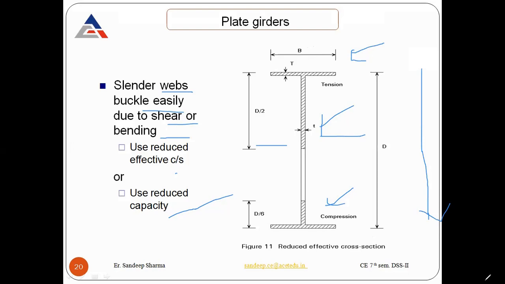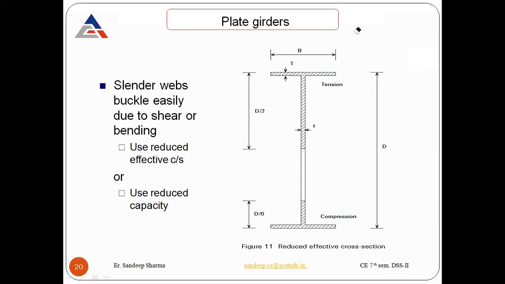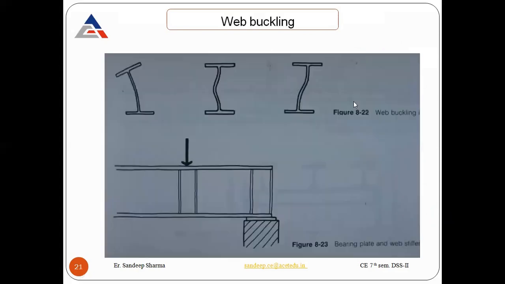The slender webs buckle easily due to the shear and bending there. So this kind of web buckling you can observe along this part. Here you can see the stiffeners and the end post in between. So when there will be the load, this stiffener will protect against the bearing plate, and the web stiffeners that you can see here.